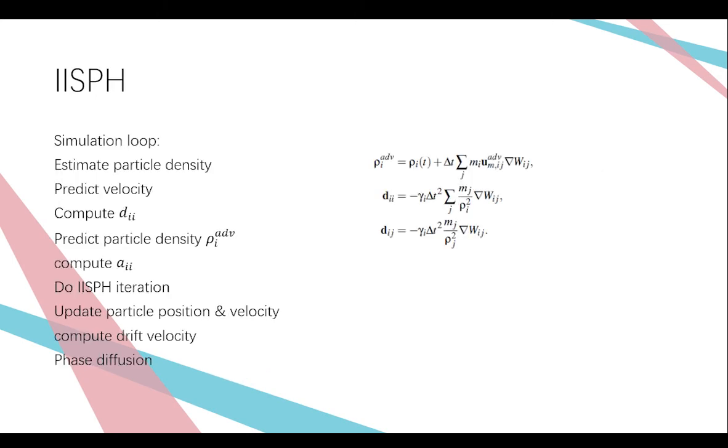And finally, we give an outline of our RISPH implementation. The simulation loop starts from a normal single-phase solving procedure. We estimate particle densities, predict velocity, and compute DII. Then we predict particle density, compute AII, and do RISPH iteration to get the pressure and enforce the divergence-free condition. Then we update particle position and velocity. Then we just compute the drift velocity and the phase diffusion.